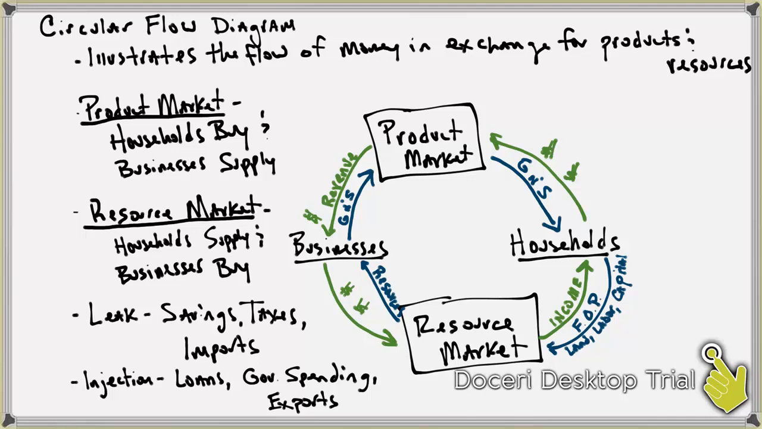And every time we see money leave this circular flow diagram, we call that a leak. And every time that we see money enter the circular flow diagram, we call that an injection. So those are the main parts of the circular flow diagram that we need to make sure that we are familiar with.